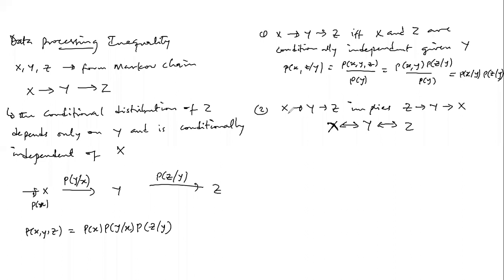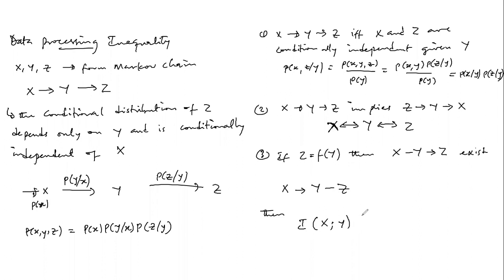We also have that if, for instance, Z is a function of Y, then the Markov chain X, Y, Z exists. Hence, no processing of Y, deterministic or random, can increase the information that Y contains about X. Therefore, the data processing inequality states that if we have a Markov chain X, Y, Z, then the mutual information between X and Y must be greater than or equal to the mutual information between X and Z.